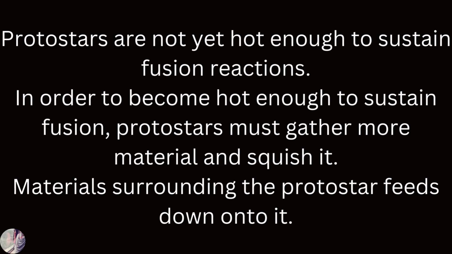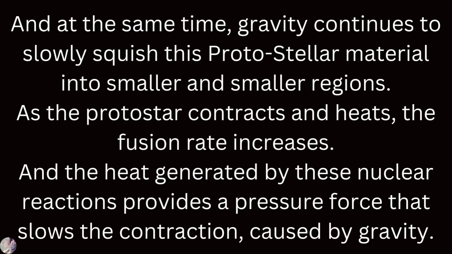Protostars are not yet hot enough to sustain fusion reactions. In order to become hot enough to sustain fusion, protostars must gather more material and squish it. Material surrounding the protostar feeds down onto it, and at the same time, gravity continues to slowly squish this protostellar material into smaller and smaller regions. As the protostar contracts and heats, the fusion rate increases. And the heat generated by these nuclear reactions provides a pressure force that slows the contraction caused by gravity.